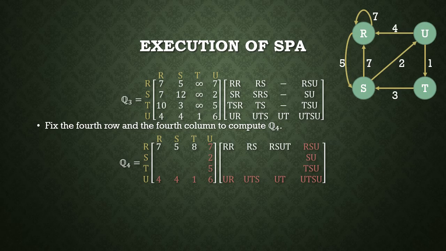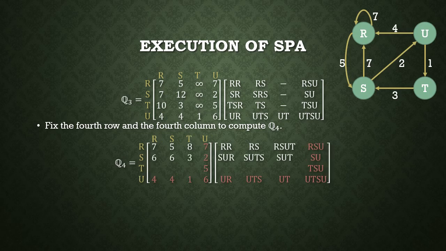Come to RT. The intersection values are 1 and 7, which will give 8. The old value was infinity. 8 is better. We commit 8 for RT. What about the path? 7 is our SU, 1 is UT. U is repeating, so the path that we commit for 8 is RSUT. It begins with the row, ends at the column. This completes our row for R.